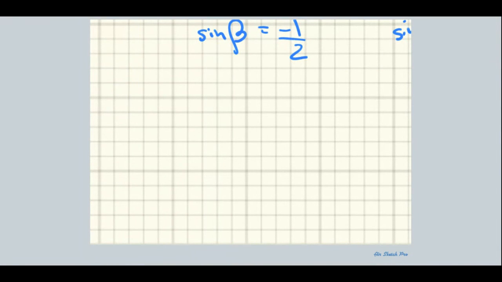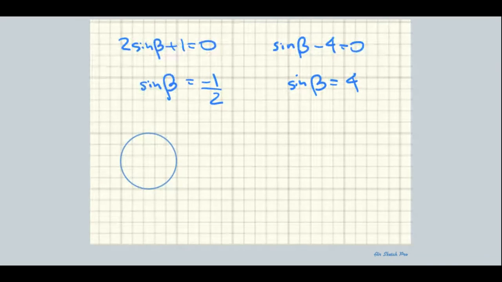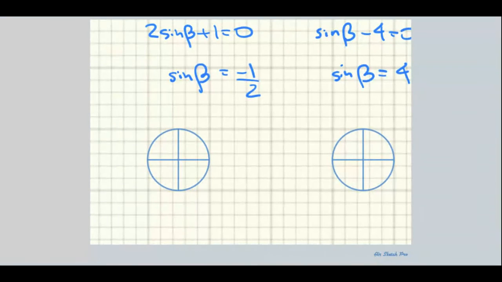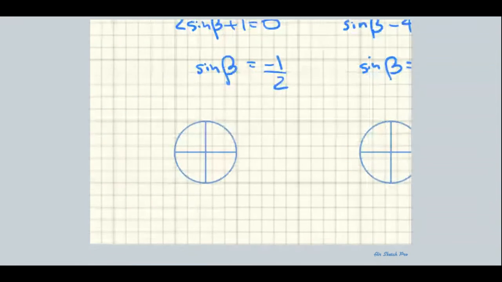Here's my circle, and I have to make it small to make this work. Here's one circle, and here's another circle. And on the first circle, I see sine is a y thing, yeah? Let me find where sine is -1/2. That's right here, yeah?